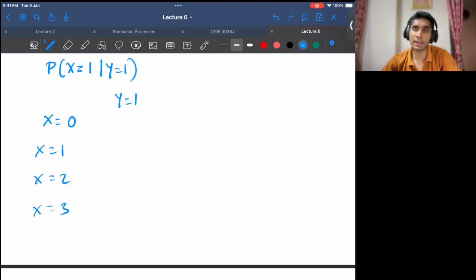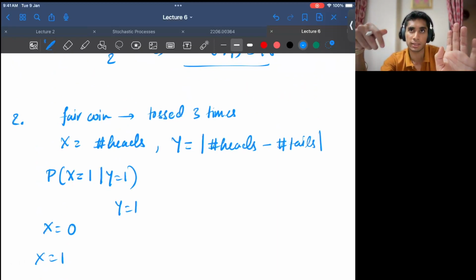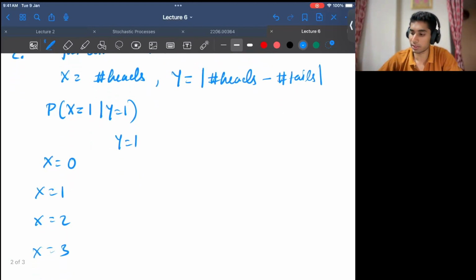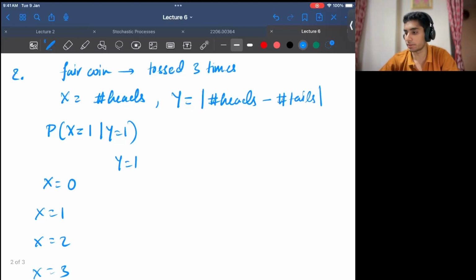Y cannot be 0, because when can y be 0? When the number of heads and number of tails are equal. However, if you are tossing the coin three times, either the number of heads will be greater than tails, or the number of tails will be greater than heads. So it has to be at least one, right? Can it be equal to two? Well, it cannot be equal to two, just think about it.